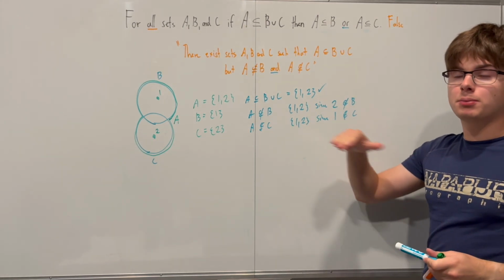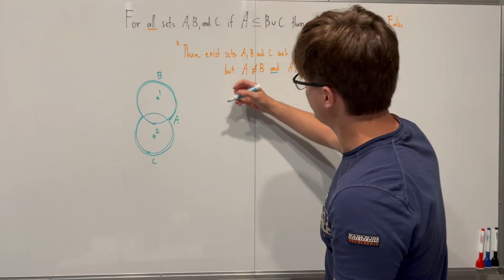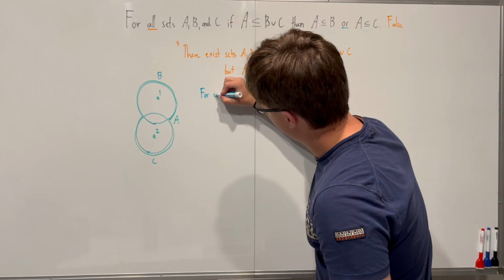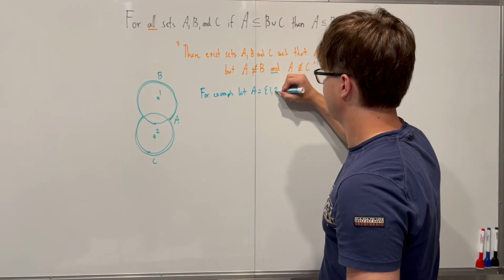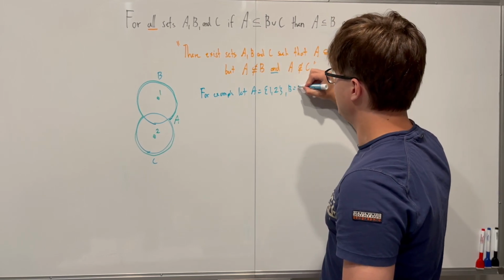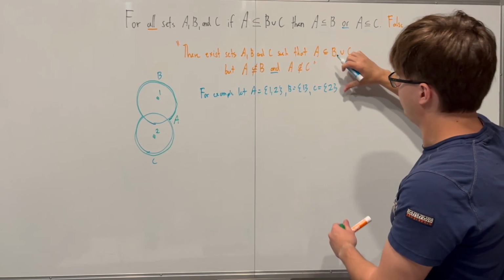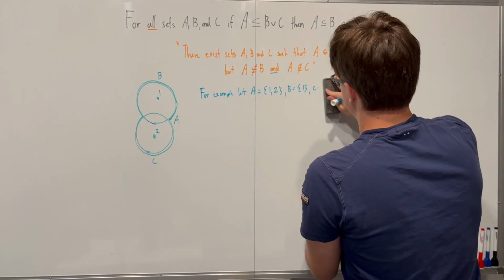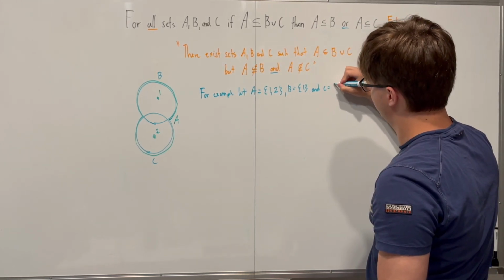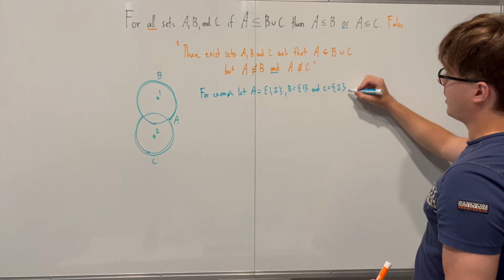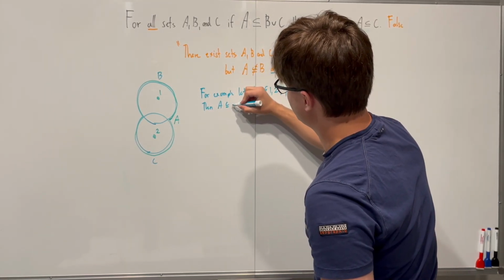So now let's put this into proper words. So we can write down here, for example, let A be the set 1 and 2, B be the set containing 1, and C be the set containing 2. Like so.